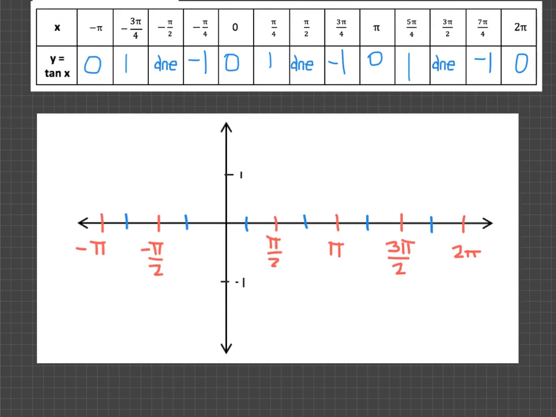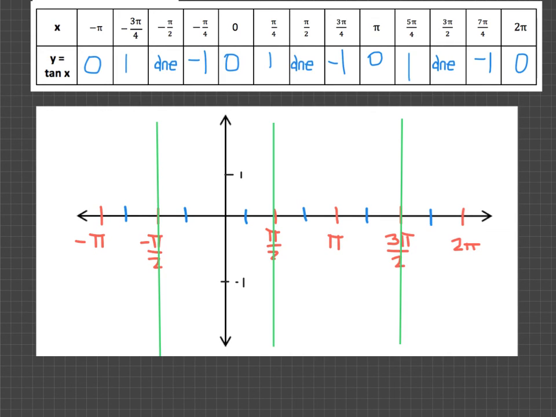Now we're going to sketch the graph of tangent x. First thing to do is put in the asymptotes at negative pi over 2, positive pi over 2, and 3 pi over 2. Now let's plot the points. At negative pi, we have a 0. At negative 3 pi over 4, we have a positive 1. At negative pi over 4, we've got negative 1. At 0, it's 0. At positive pi over 4, it's a 1. At 3 pi over 4, it is a negative 1. At pi, it's 0. 5 pi over 4, it's 1. At 7 pi over 4, it is negative 1. And at 2 pi, it is 0.